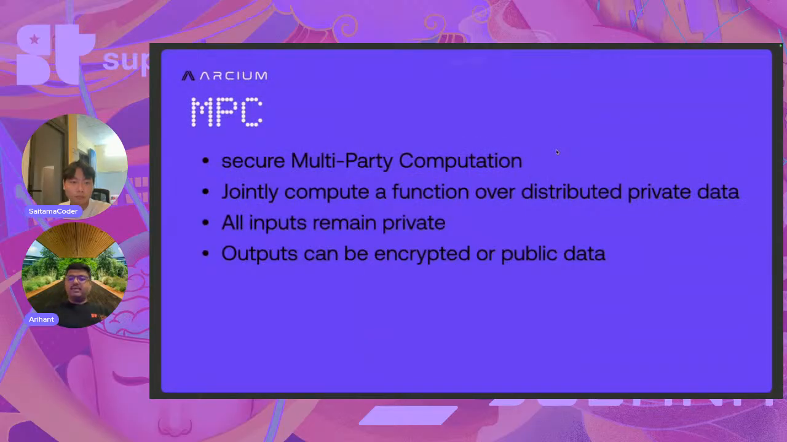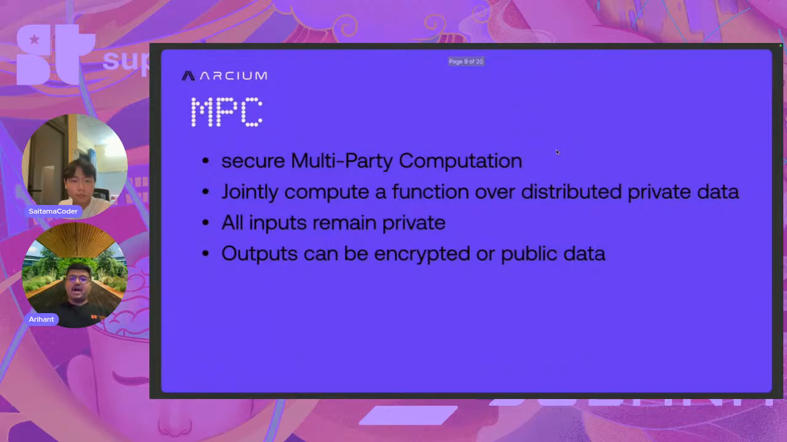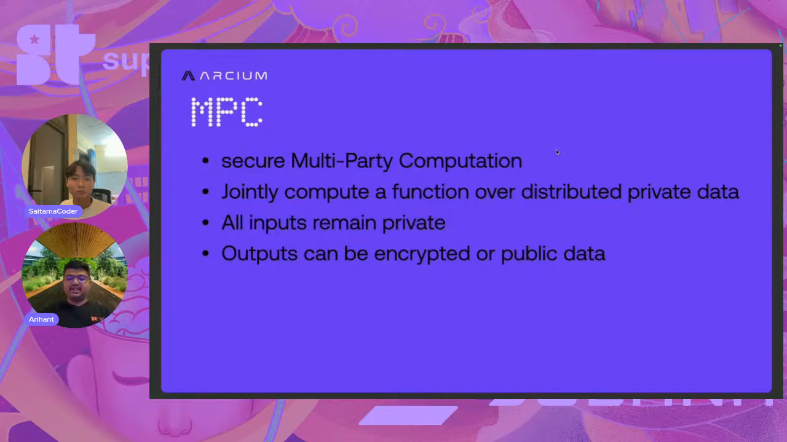Now, what I want to talk about is primarily how we do this and how the entire flow works from a developer's point of view. So we use a lot of cryptography, primarily secure multi-party computation, which allows us to jointly compute a function over distributed private data while making sure that all the inputs remain private. Nothing can be decrypted unless the user specifically asks for something around that, right?